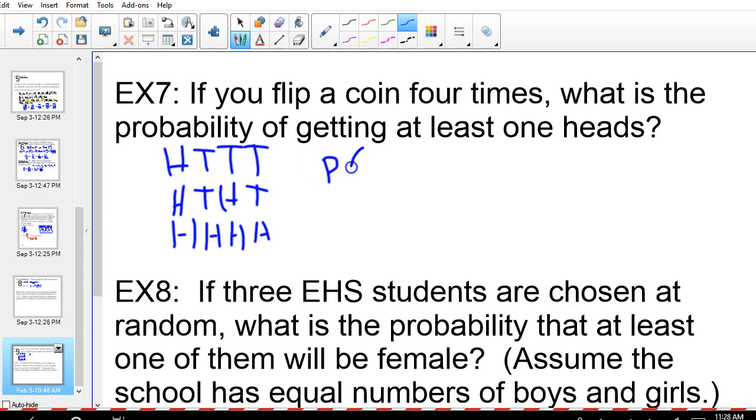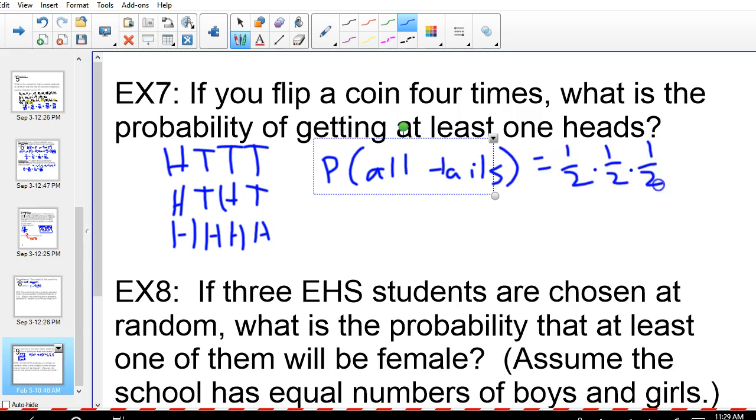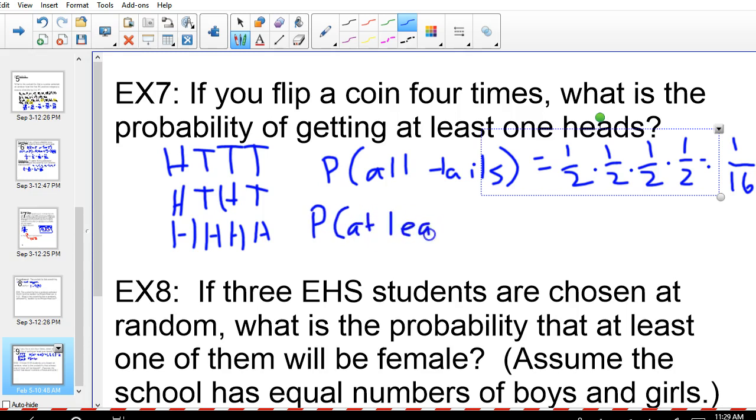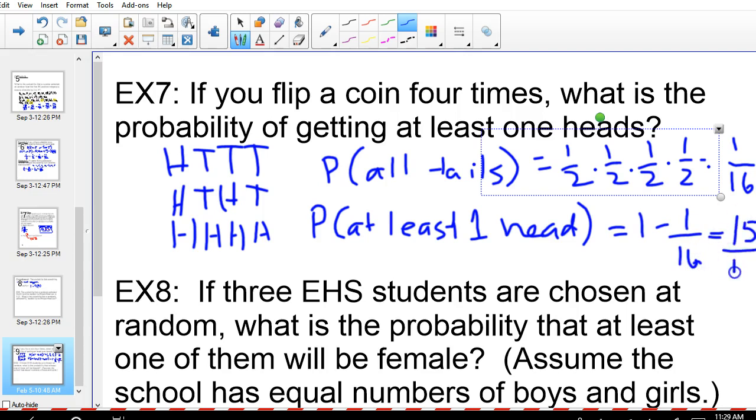So your probability of all tails would be 1/2 times 1/2 times 1/2 times 1/2. You've got a 1 out of 2 chance for tails on each one. So you would get 1 out of 16. So the probability of at least 1 head is really the probability of getting not all tails, right? So rather than trying to think of all the combinations, we can do 1 minus 1 over 16. And that would be 15 over 16.